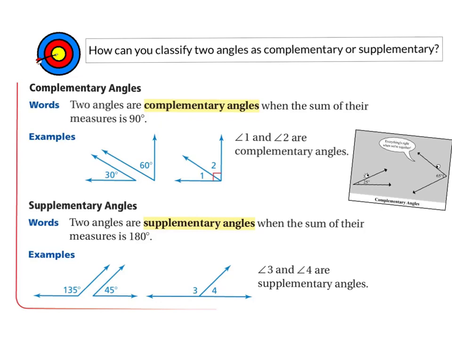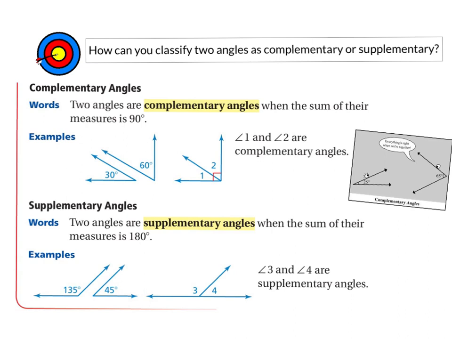This video reviews Big Ideas Lesson 7.2. How can you classify two angles as complementary or supplementary? So complementary are two angles. Two angles are complementary when the sum of their measures is 90 degrees. So 30 and 60, that equals 90. Angles 1 and 2 are 90 degrees or complementary because you can see that right corner.